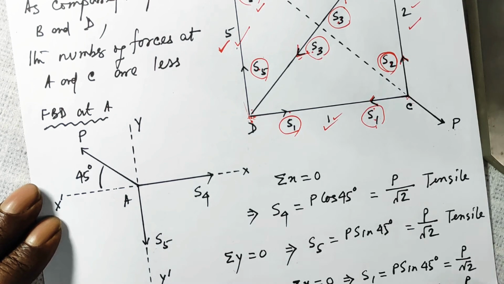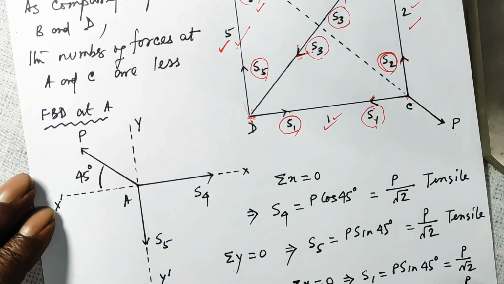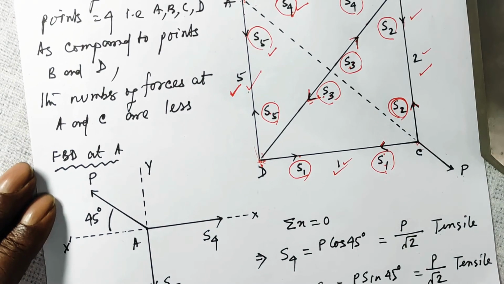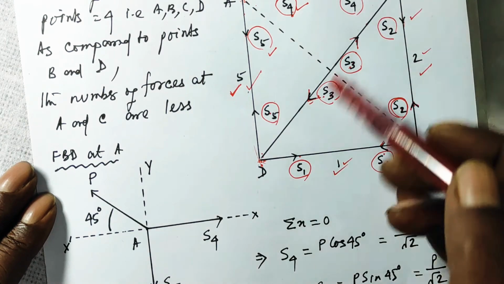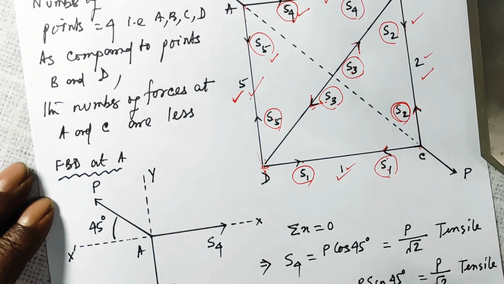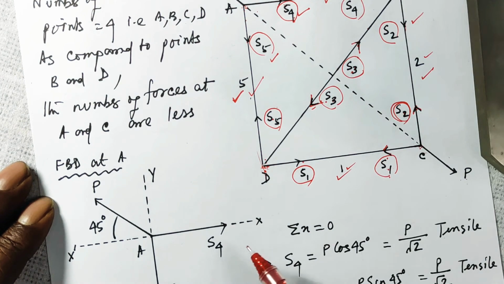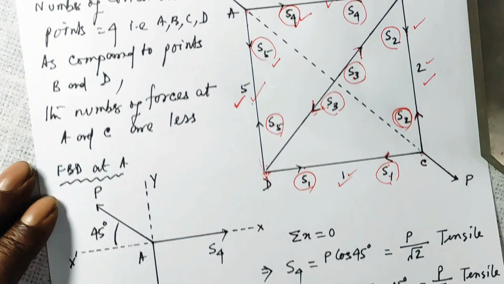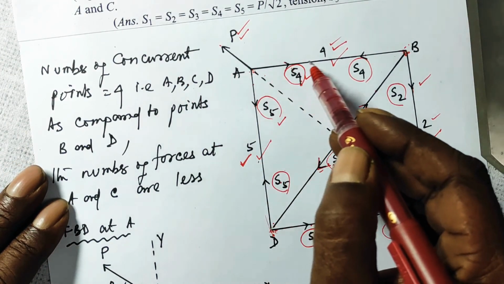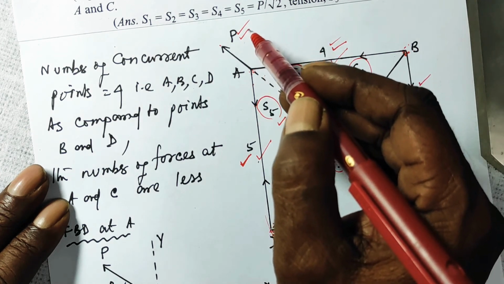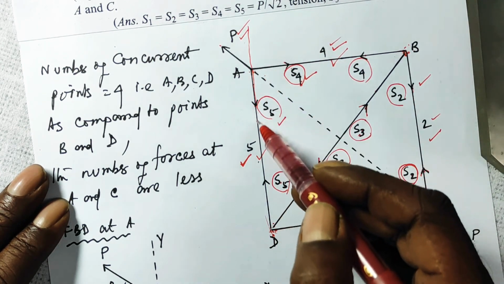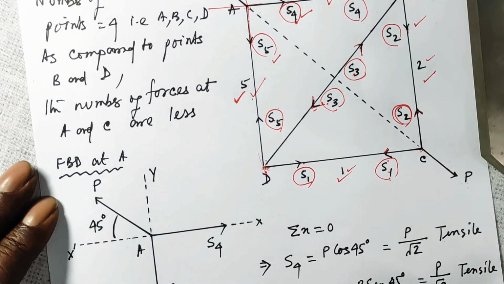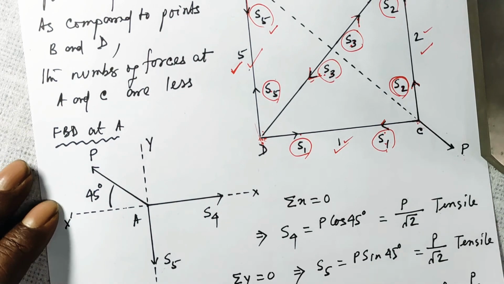So let us apply the free body diagram at point A, where there are fewer forces, or you can apply it at C also, where there are fewer forces as compared to points B and D. So at point A, I have drawn the free body diagram for you. I have taken this line as x-axis and this line as y-axis. This point is A. So look at the free body diagram at point A.